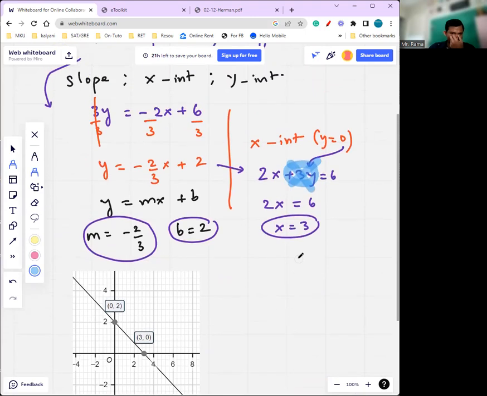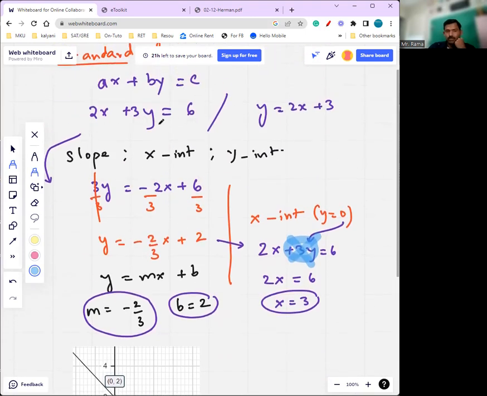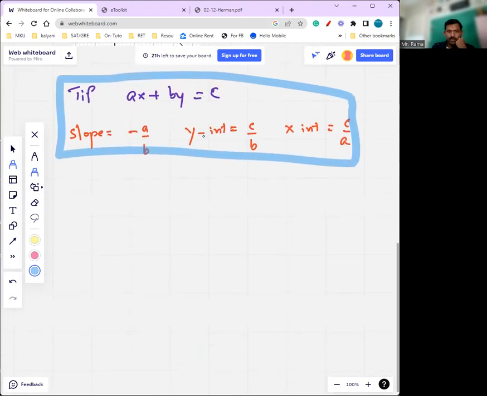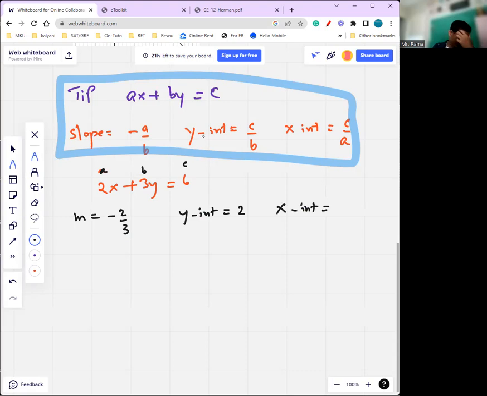So I'll take the same equation that we did here, 2x plus 3y equals 6. I want to find the slope, y-intercept, and x-intercept. So I know this is a, this is a, b, and c, okay? Slope, negative a over b, which is negative 2/3. Then y-intercept, c over b, that is 6 over 3, which is 2. And then x-intercept, c over a, which is 6 over 2, which is 3. Isn't that our answers?